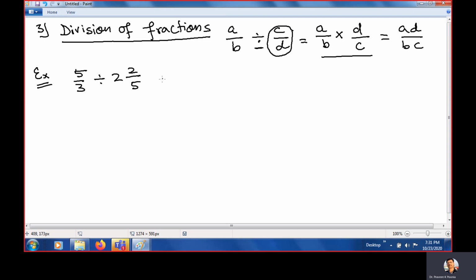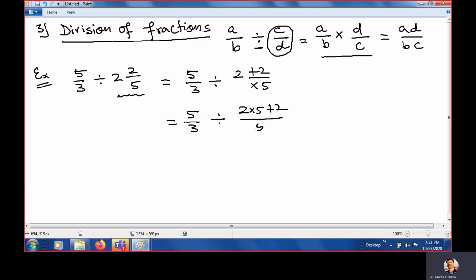So how are we going to do it? First, you need to change this mixed fraction into an improper fraction. It is divided by 2, this is plus 2, this is multiply 5. And it will be 5 upon 3 divided by 5 means 2 times 5 plus 2 upon 5. So it will be 5 upon 3 divided by how much? 5 times 2 is 10 plus 2, 12 upon 5.